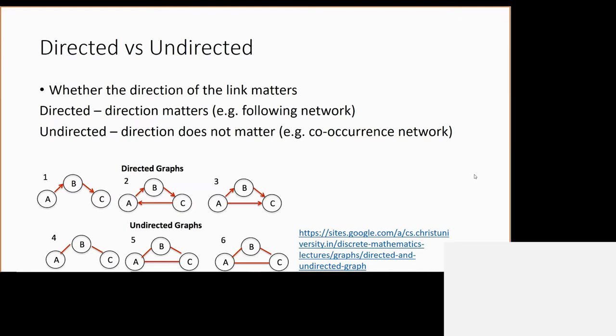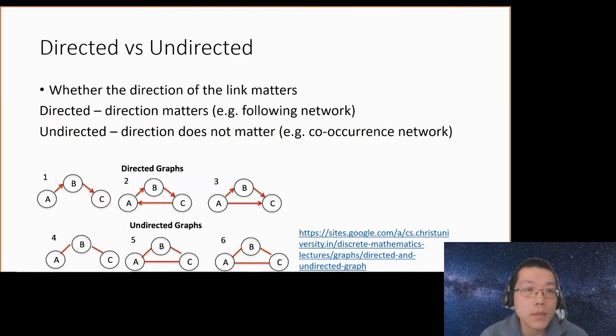First, it's very simple. You need to consider whether the direction of the link matters. If yes, then you will need a directed network. For example, in a following network, you follow me is different from I follow you. This is evident from the upper half of the graph, where each link has an arrow. That means direction matters, and in this case you have a directed network or directed graph.